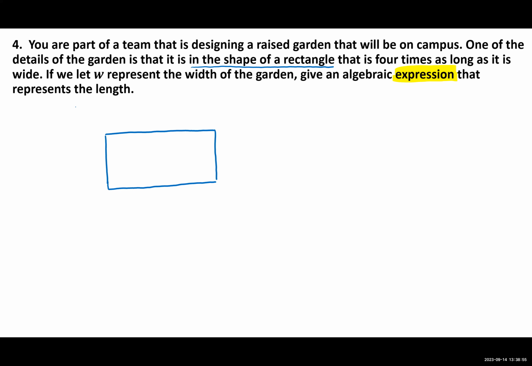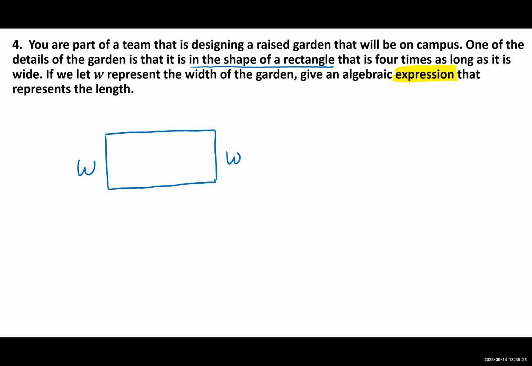So remember, algebra, we're using symbols to represent unknown numbers. We don't know what the width is. We know it's a number. We just don't know what the width actually is. So we'll give it a symbol. We'll call it W. Usually the short side we call the width, but it doesn't matter. Just one of the 2 sides we'll call width. So if we let W represent the width of the garden, give an algebraic expression that represents the length.